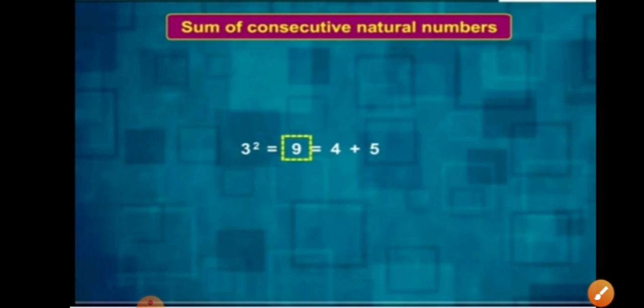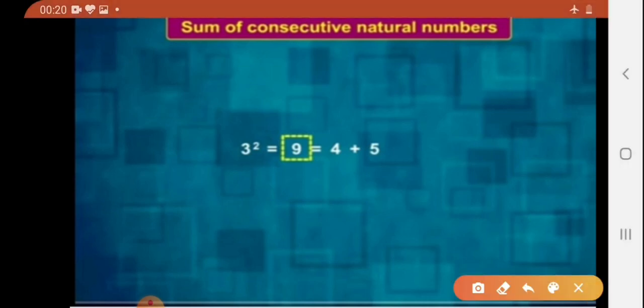Now next one is, here you can see that 3 square is equal to 9, which you can say 4 plus 5. Sum of consecutive natural numbers means 9, you can write 4 plus 5. Now how can you write 4 plus 5?